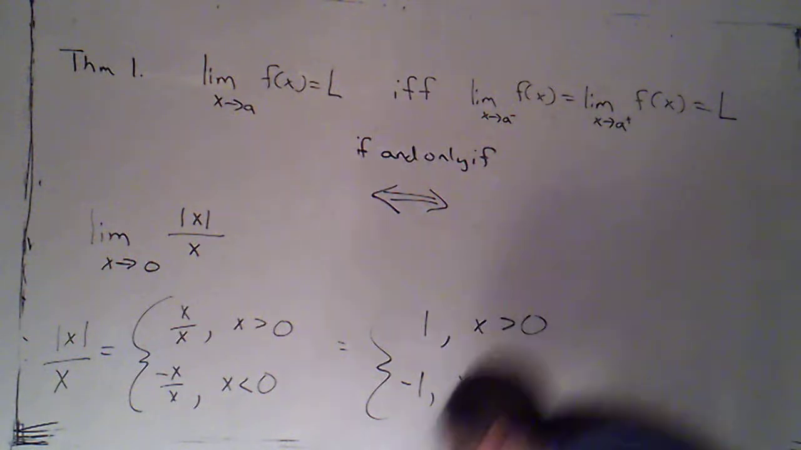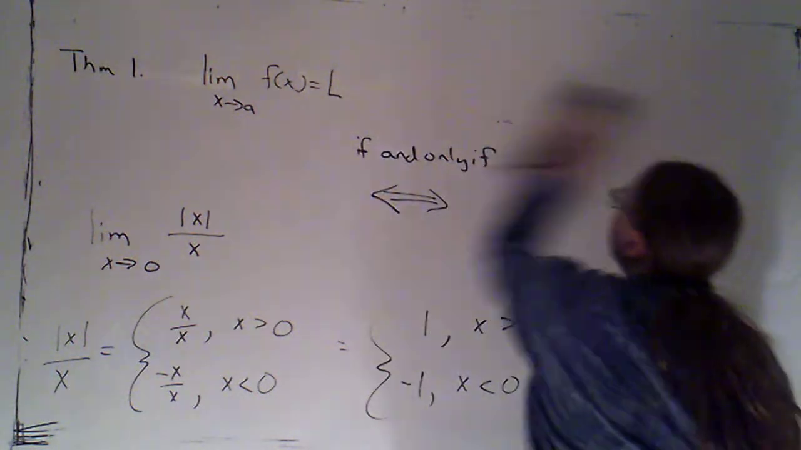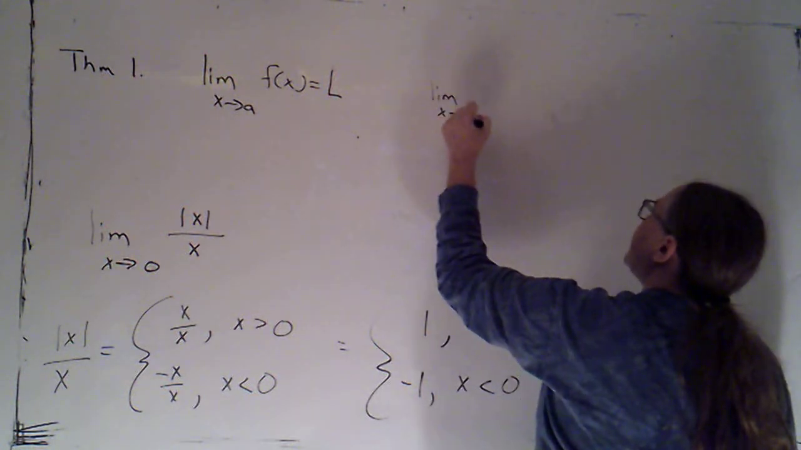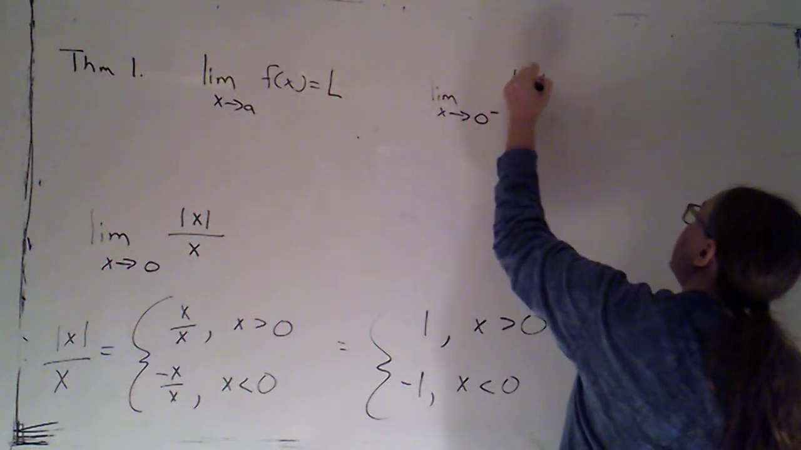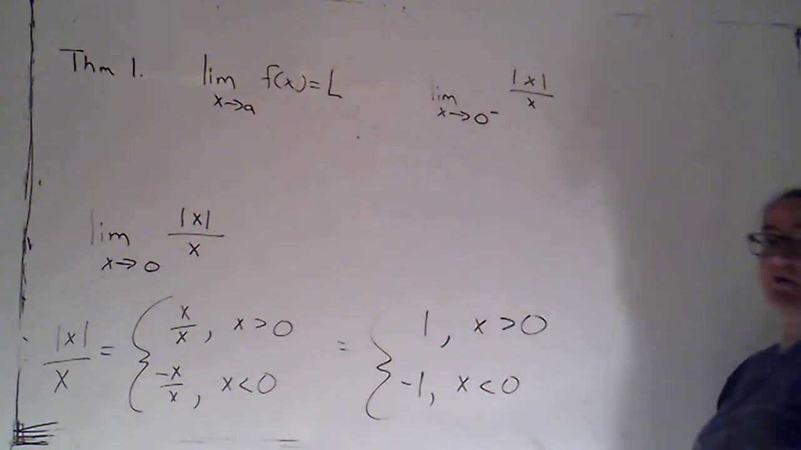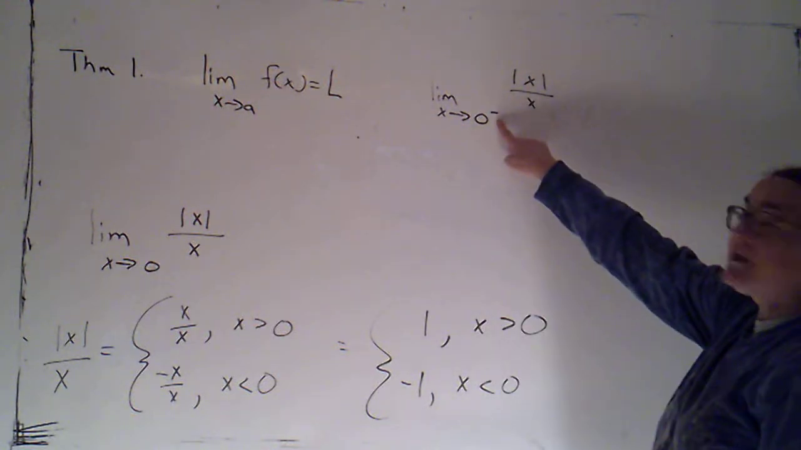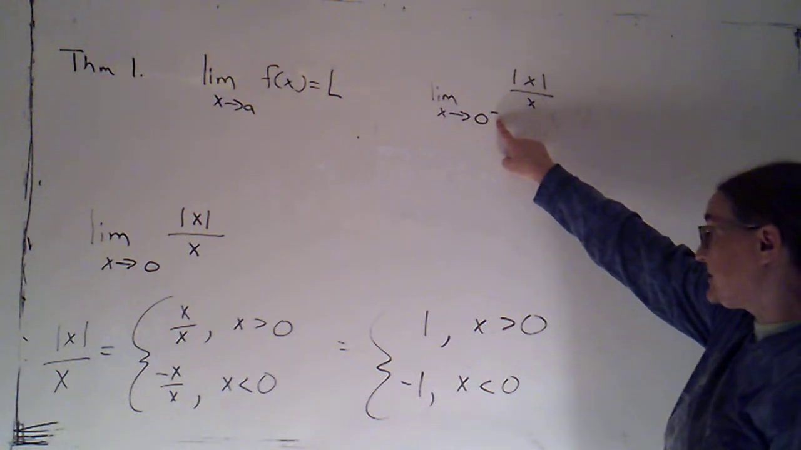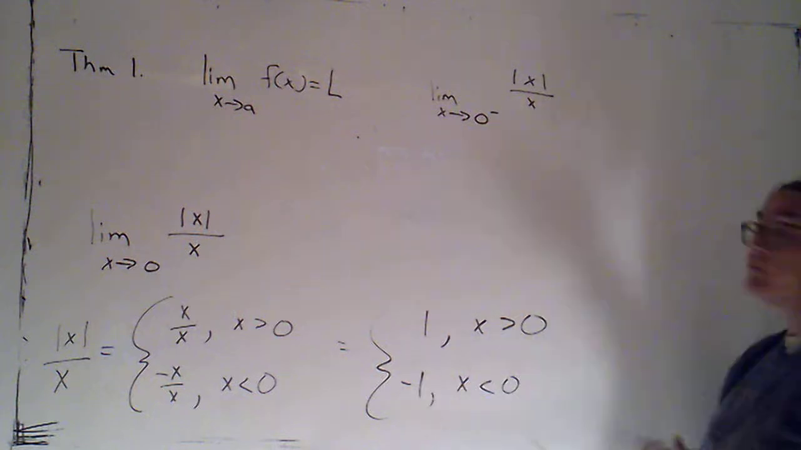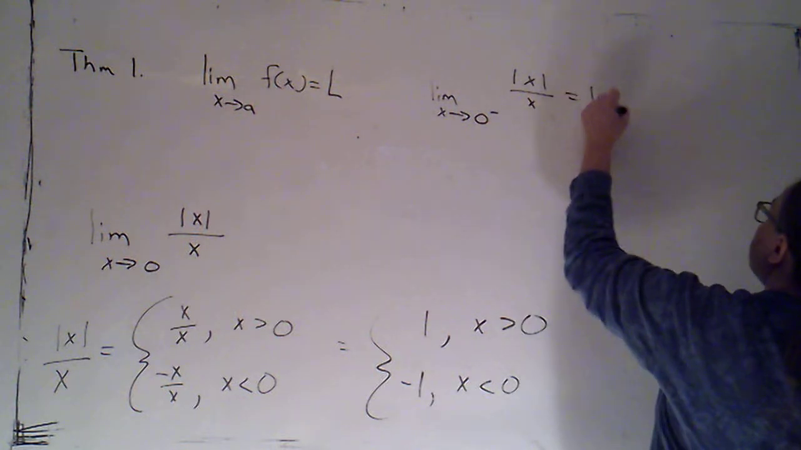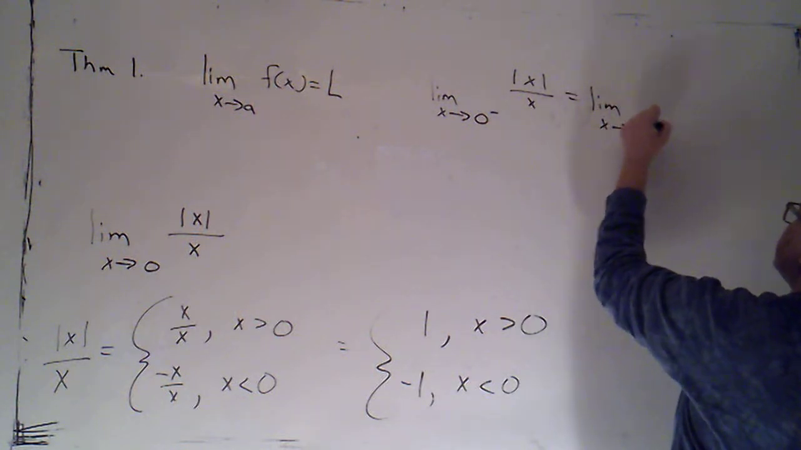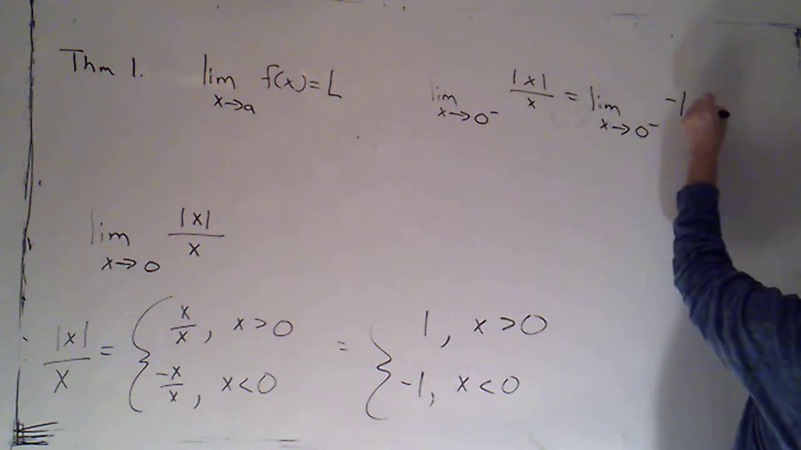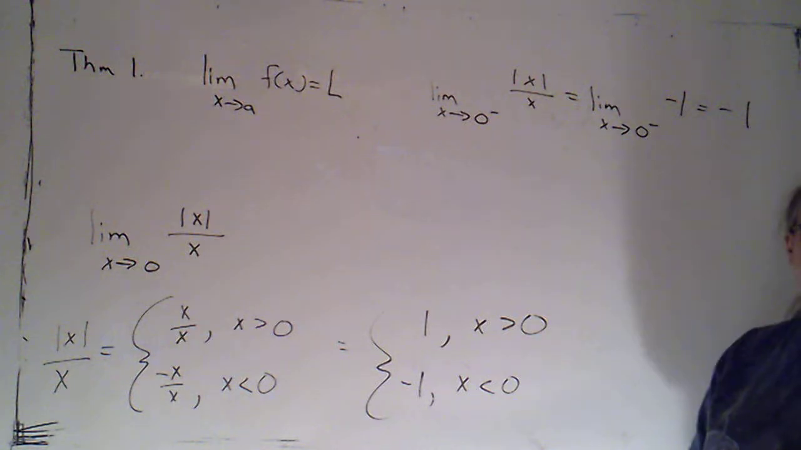So I can say the limit as x approaches 0 from the left of the absolute value of x over x. Well, if we're approaching 0 from the left, then x is representing a number smaller than 0, so we'd be using this rule. So this would be the limit as x approaches 0 from the left of -1, but the limit of a constant is just that constant.